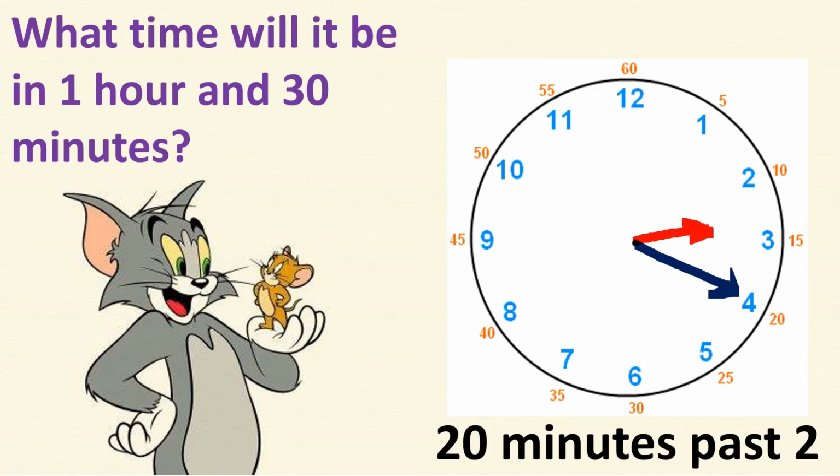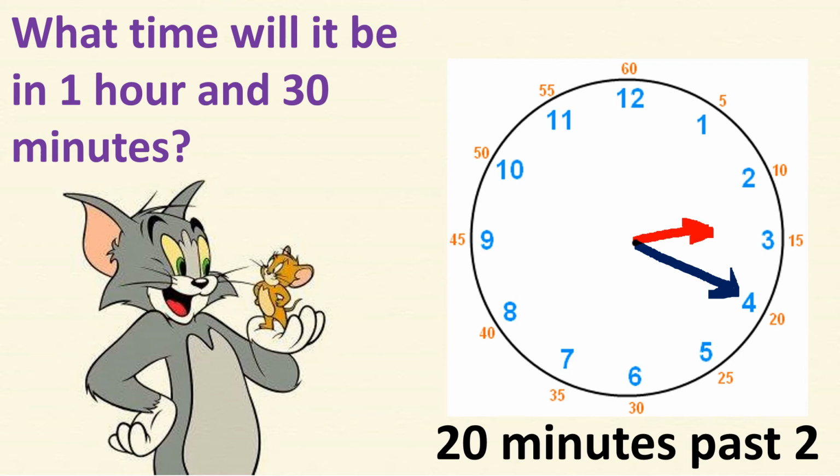What time will it be in 1 hour and 30 minutes? First, we go to the hour hand and move it 1 hour. That gives us 20 minutes past 3. But we still need to add on the 30 minutes. So we go to the minute hand. The minute hand is pointing directly at the 4. We have to add 30 minutes to it.